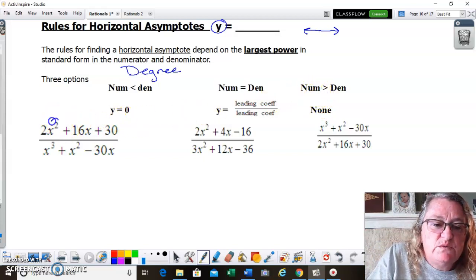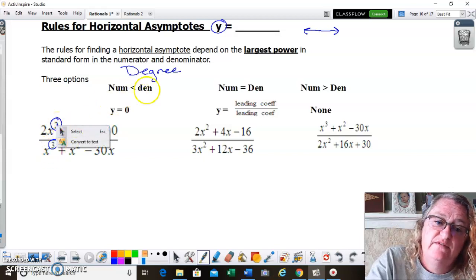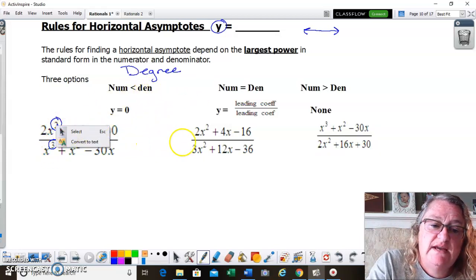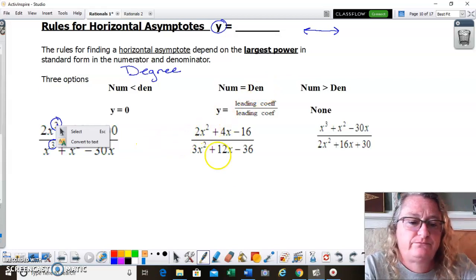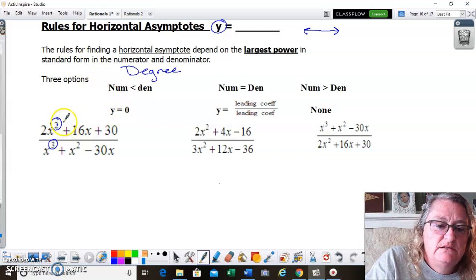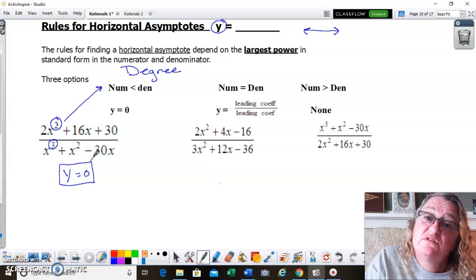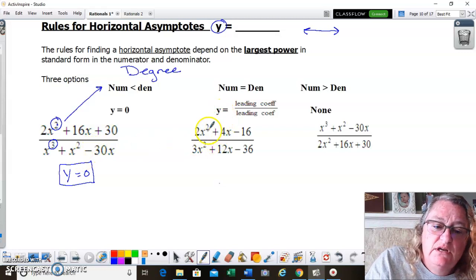So right now with this one, I see a degree of 2 and a degree of 3. So this one tells me that the degree of the numerator is smaller than the degree of the denominator. So this one is actually going to follow this rule here. Okay, so that means my horizontal asymptote is y equals 0. So I figure out which rule it's following, and that answers my question.